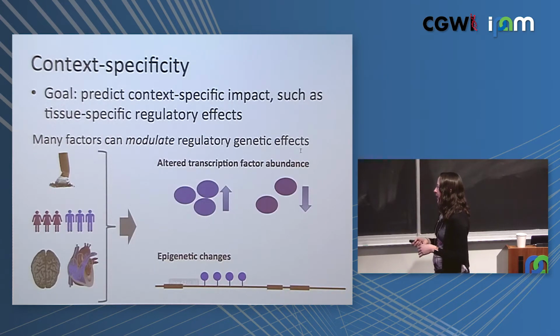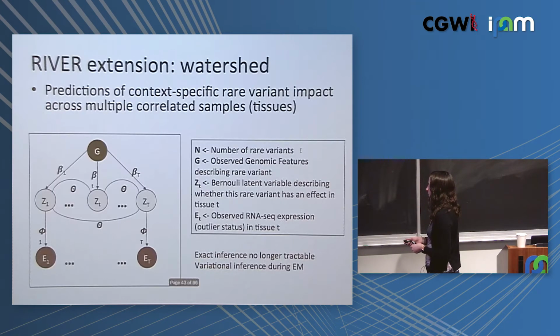So one thing that we're working on that gets a little bit more complicated is trying to predict context-specific impact of regulatory variation, such as tissue specificity. So we know that many factors, environmental changes in tissue, can alter things like transcription factor abundance, epigenetic changes, and others that can modulate whether a given genetic variant even matters in these different contexts. So without going into much detail, we are extending the RIVER model to capture this in a model called Watershed.